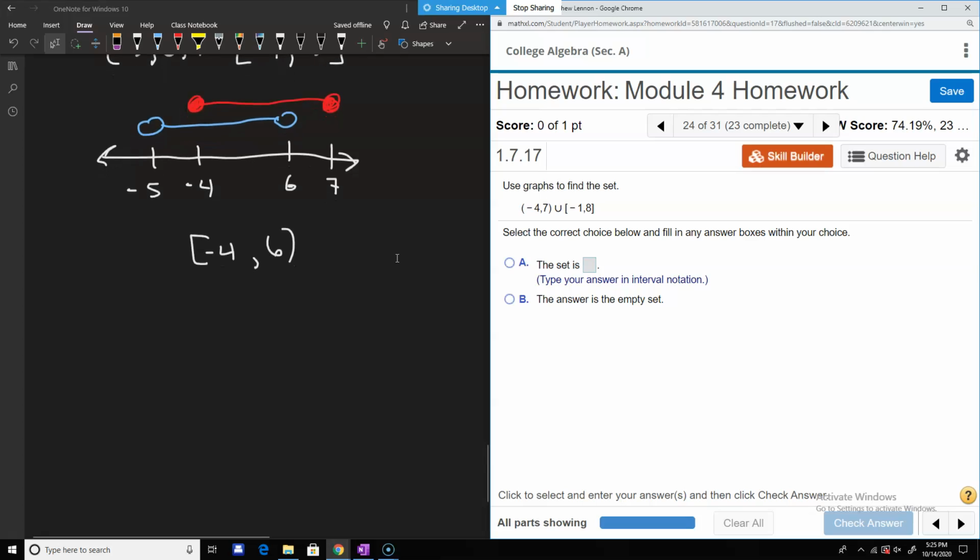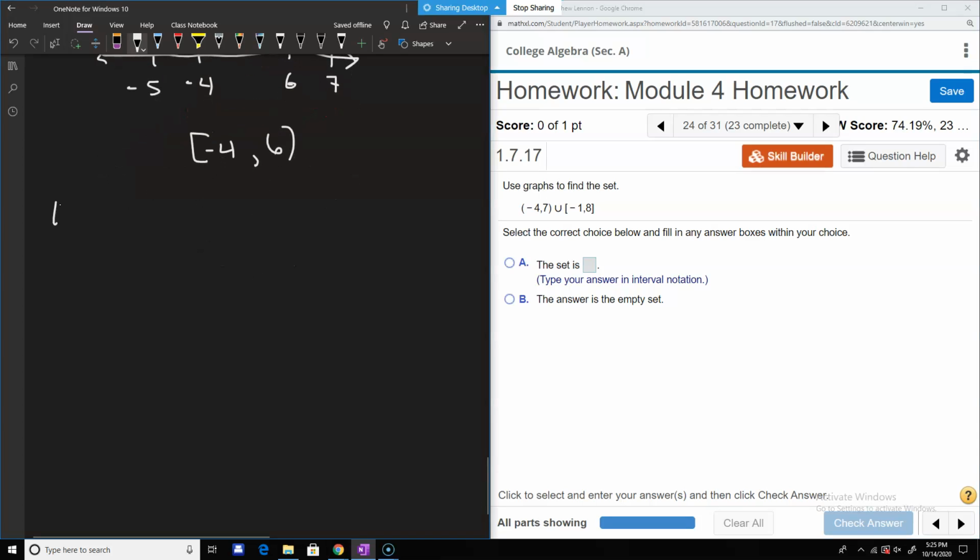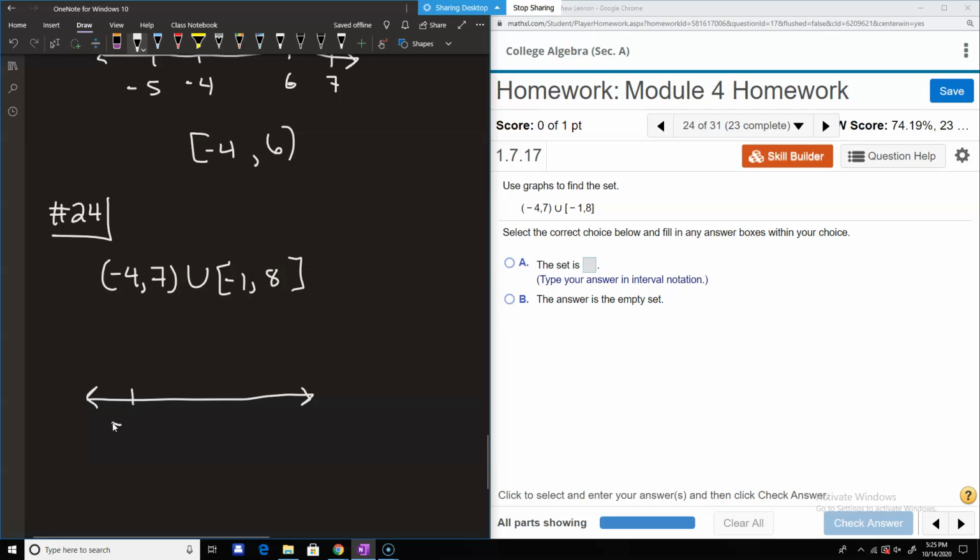Okay, so now we have a union problem. So we have -4, 7 up until -1, 8. So these are just going to be the things that are included in both. So we have a -4, a -1, a 7, and an 8. So -4 to 7 is here to here, and -1 to 8 is here to here.